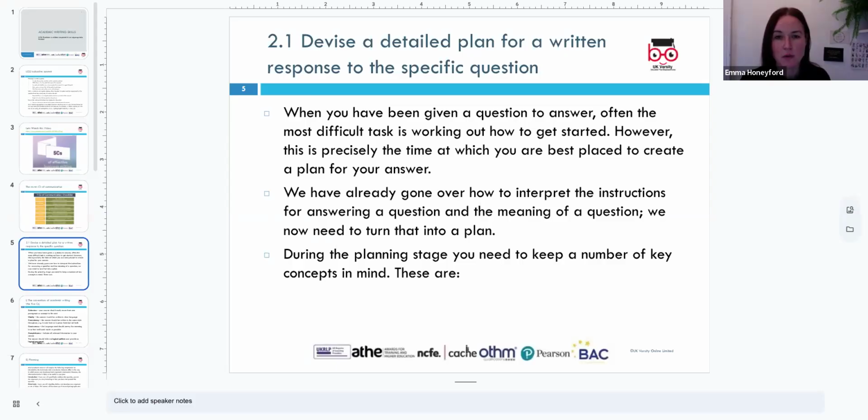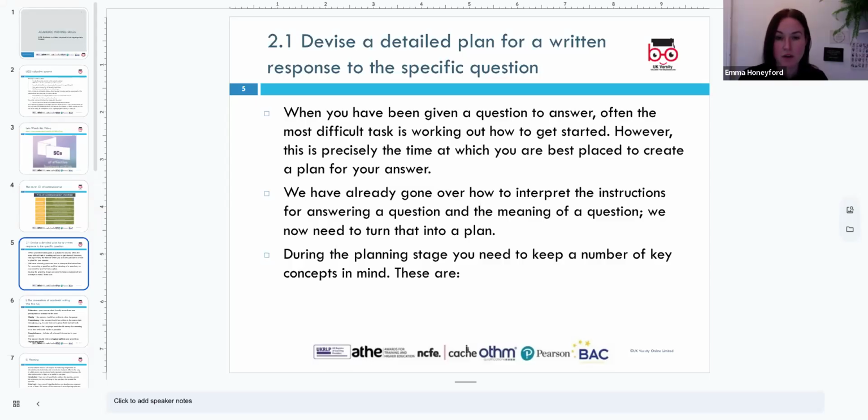It's really important that when you are answering a specific question to write a really detailed plan. It will really help if you break it down before you actually answer. When you have been given a question to answer, often the most difficult task is working out how to get started. And it is. There's nothing worse when you get a question and you have to really break it down and think about what you're going to say. So it is really good to do a mind map to get all your ideas out, to brainstorm, and then you can start to plan and make connections.